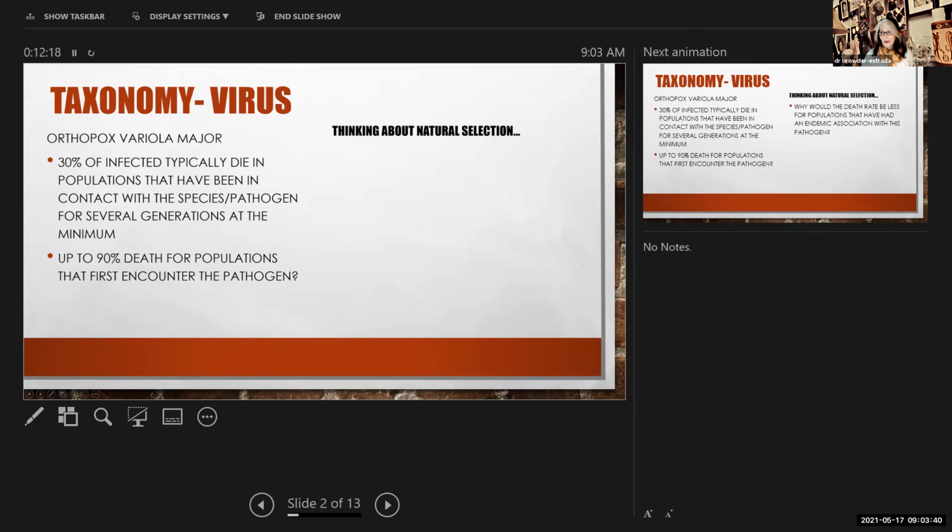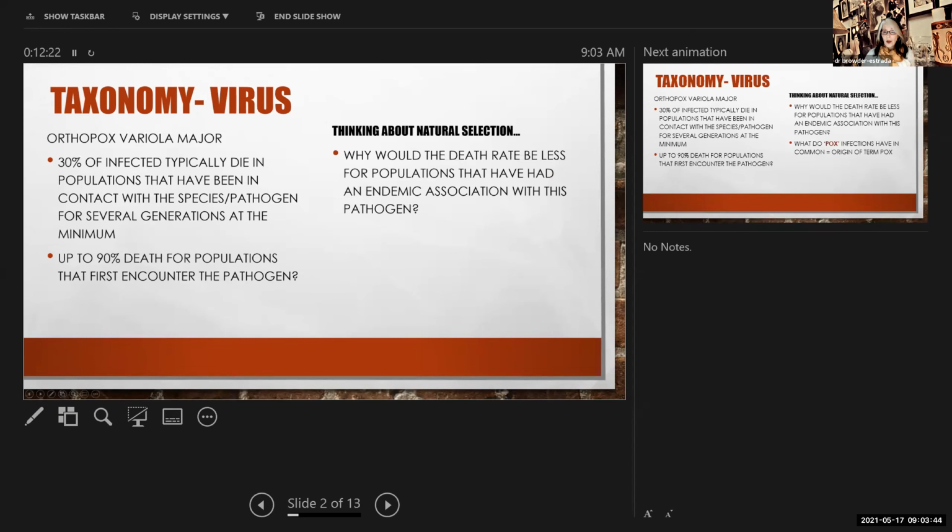So thinking about natural selection, why would the death rate be less for populations that had an endemic association with the pathogen, right, with the species? Remember, endemic, it's always possible, and natural selection, nature selects.